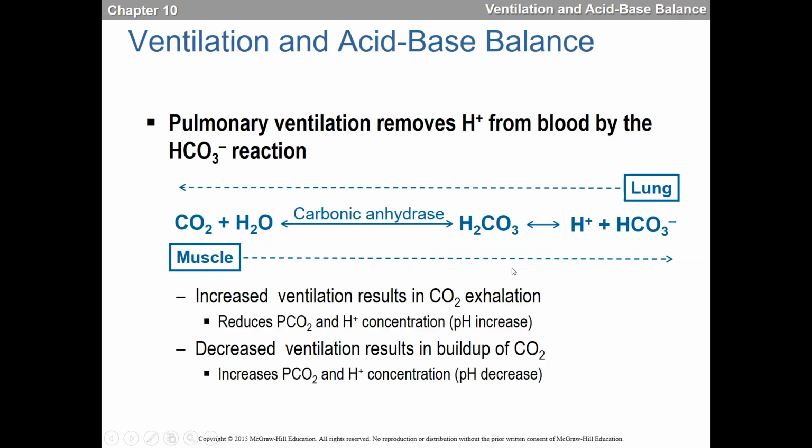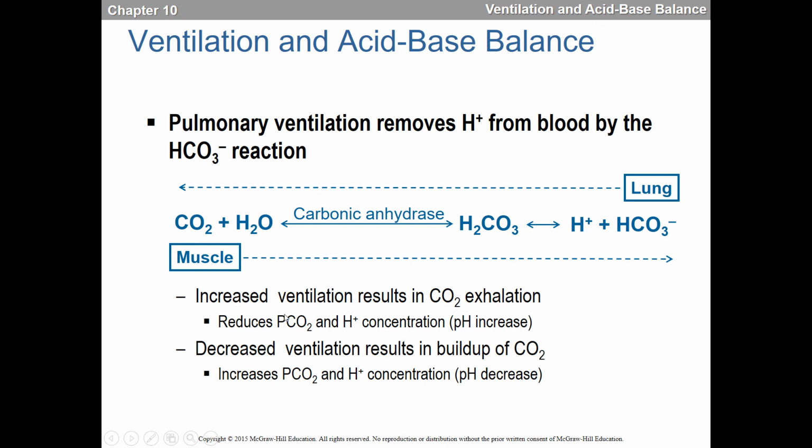All right, so going on just a little bit. So ventilation in relation to acid-base balance. Pulmonary ventilation actually removes hydrogen ions from the blood by this bicarbonate reaction. In a sense, it being closely associated with hydrogen and the bicarbonate, it's really removing it and functionally making it water in many ways, right?